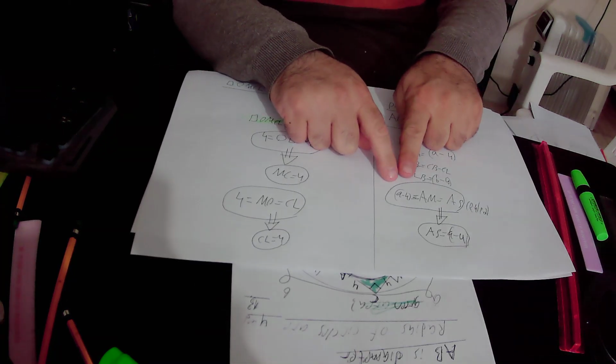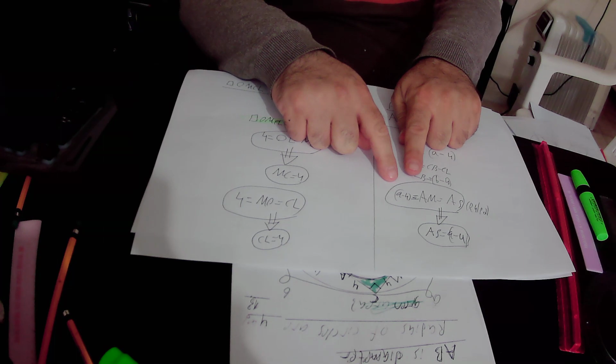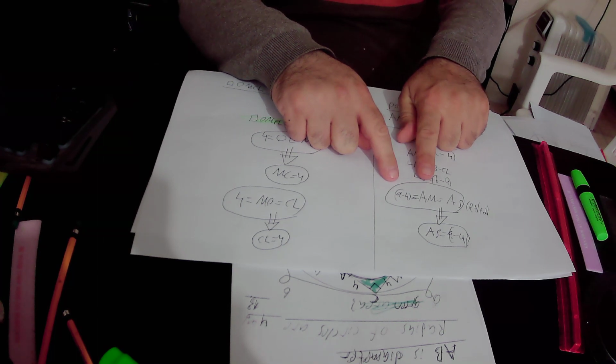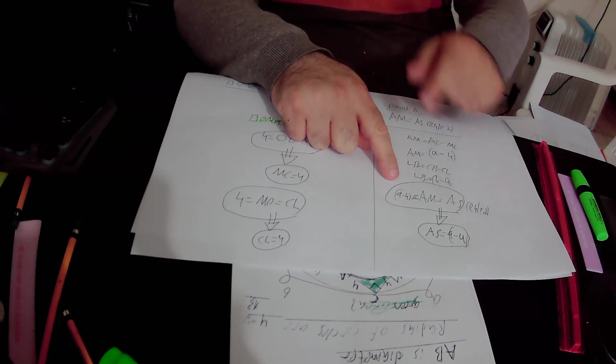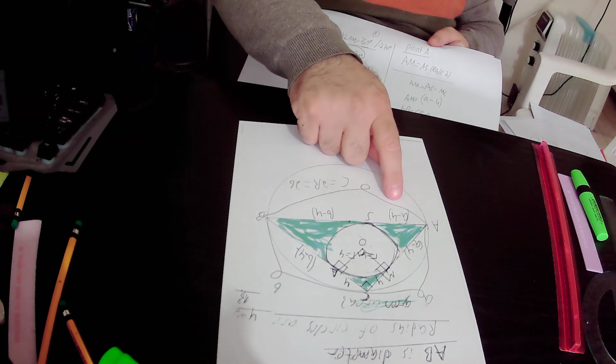So you can write here that AM equals A minus 4, so A minus 4 equals MA equals to AS. And from this equation, we can derive that AS also equals A minus 4. Here, AS is also equal to A minus 4.